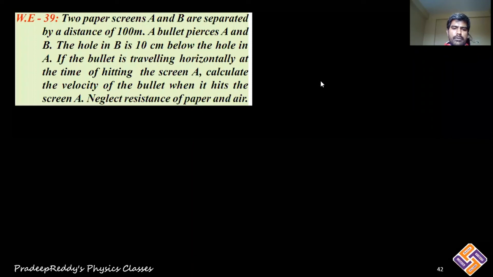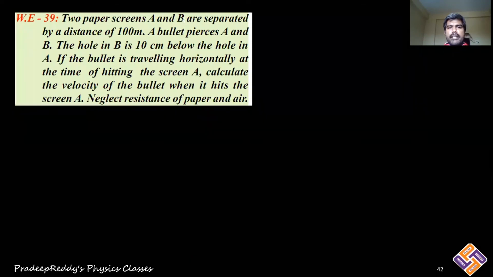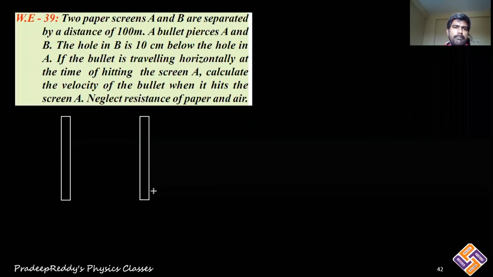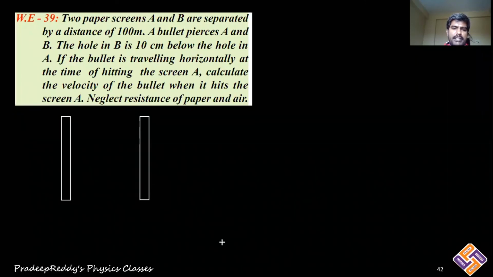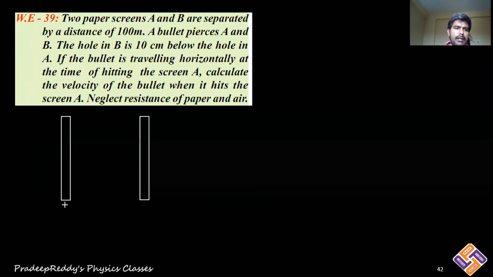Students, we have a problem. Two paper screens A and B are separated by a distance of 100 meters. Let me take, this is a paper screen and there is another paper screen. These are the two paper screens A and B, and these are separated by a distance of 100 meter. Distance from one to the other, that is 100 meter.